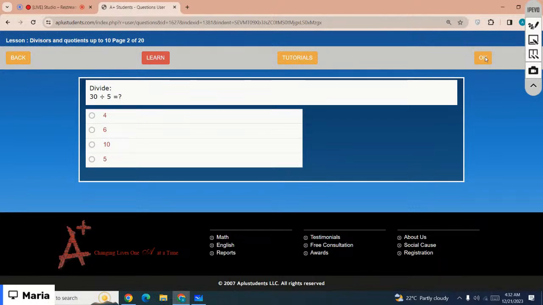The next one is 30 divided by 5. You need to count a table of 5 until 30. So 5 times what number is 30? 5 times 6 is 30. The correct option is 6. Very good.